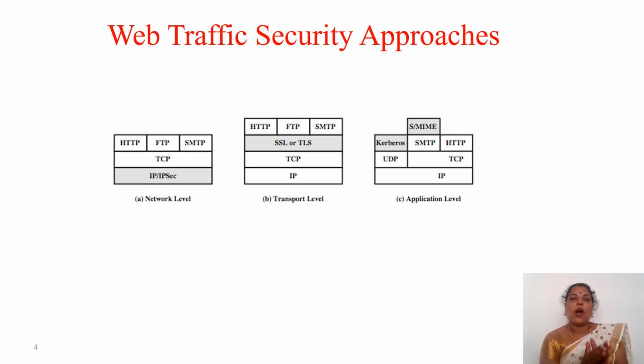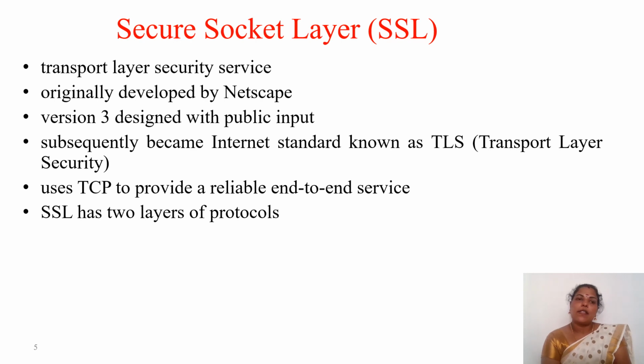So now we know what security approaches are available at each level: the network level, transport level, and application level. Next we are going to discuss secure socket layer. This is a transport layer security service. In the last slide, in the middle figure, you have seen that SSL is there. Secure socket layer was originally developed by Netscape, and version 3 was designed with public input. It became the internet standard known as transport layer security.